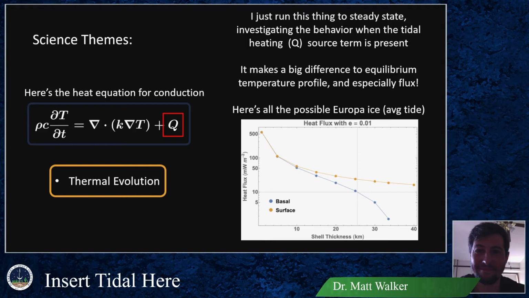The gold dots on this plot represent the surface heat flux, and the blue dots represent a basal heat flux for a bunch of different Europa ice shells of varying thicknesses. And I picked the average location, so the average tide strength here. And to the left of this plot, the very thin shells, you'll notice that the blue and gold dots sit almost on top of each other. What that's saying is there's not a whole lot of tidal heating going on in these thin shells. But over on the right side, where there's a big wide gap between the blue and gold dots, there's very strong tidal heating.